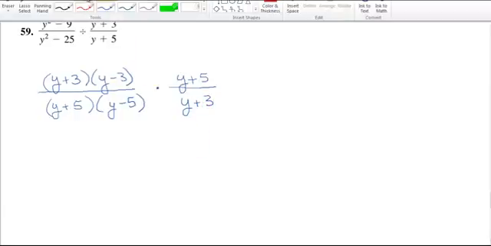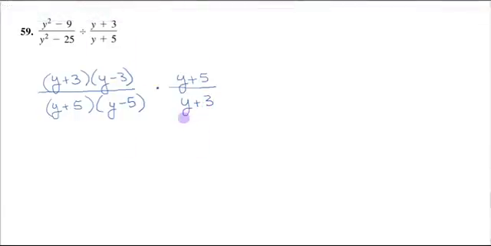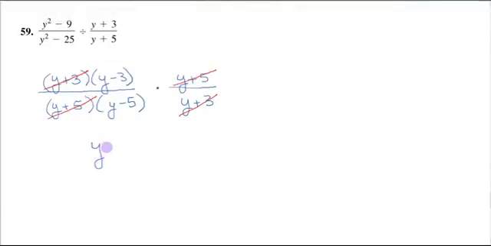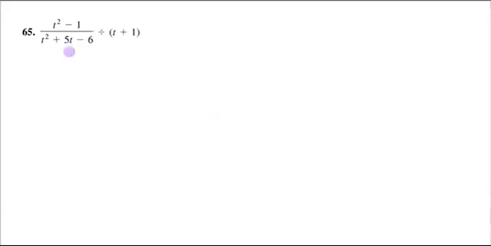Then I'm ready to cancel if something can cancel. So I have a y plus 3 here that can cancel, and a y plus 5 there that can cancel, and that leaves me with y minus 3 over y minus 5. Again, I cannot cancel those y's because they're connected to the negative 3 and the negative 5 through addition or subtraction.